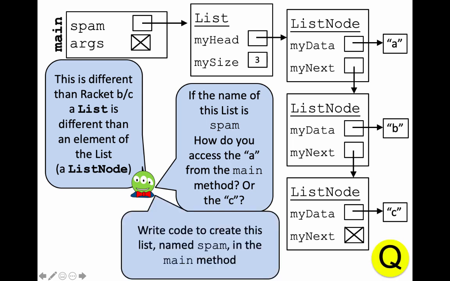And then above that code, try and write code that creates the list that we've got here named spam, and put that in a main method. Okay, so pause the video to do that task.